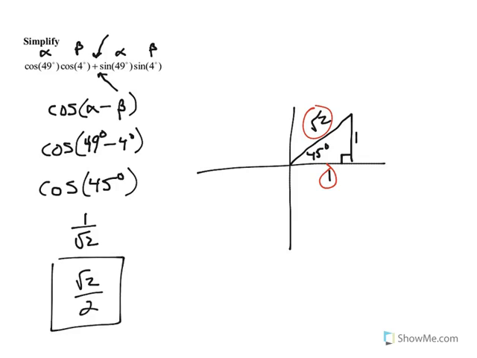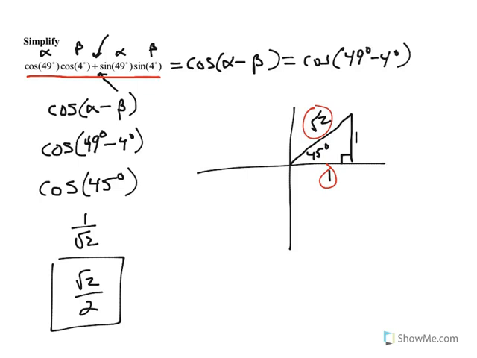So that would be using the formula in another direction. They give you the longer cosine alpha, cosine beta, plus sine alpha, sine beta, bringing it back to its shorter form, which would have been cosine of an alpha minus beta, which is the same thing as cosine of 49 minus 4, and then you can just evaluate that. So final answer, that should simplify to radical 2 over 2.